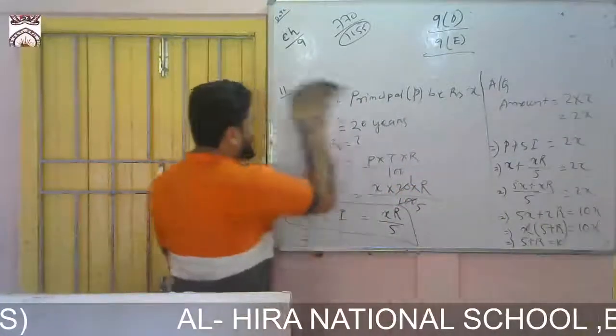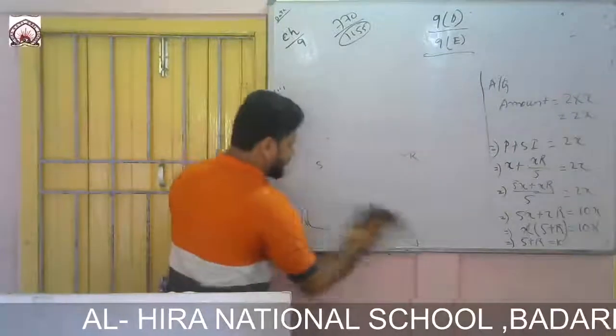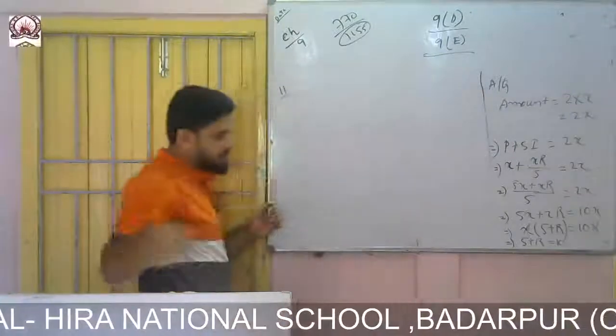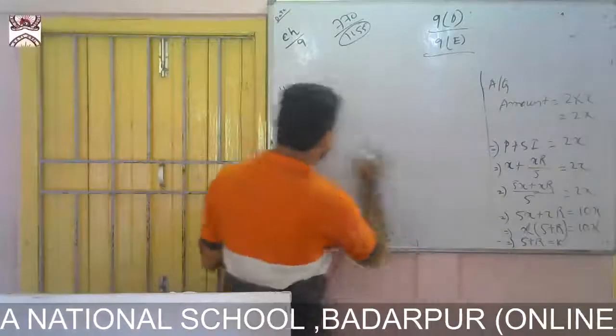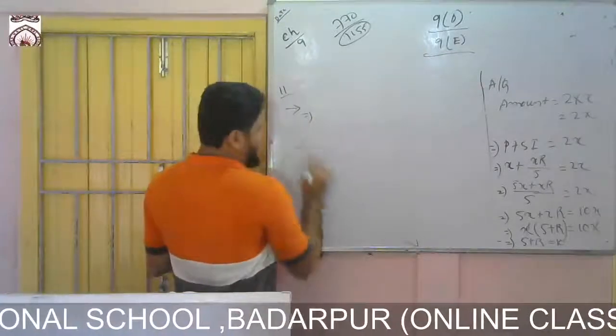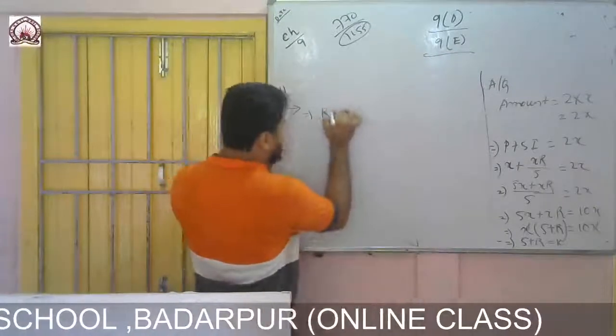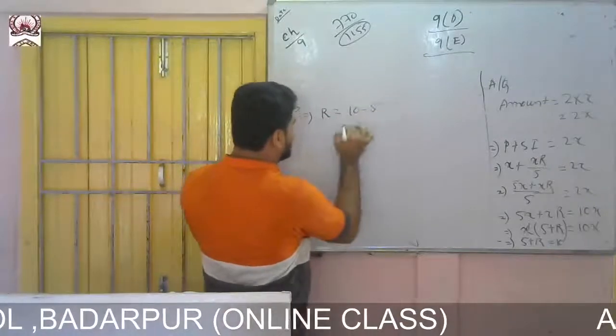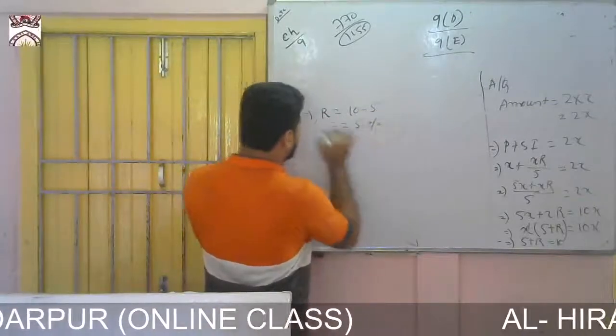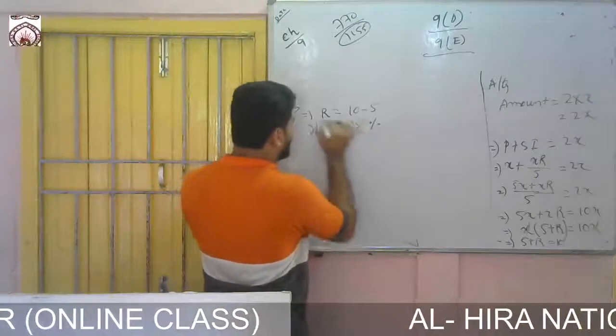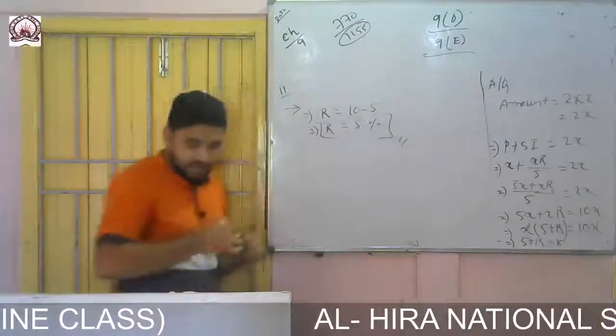5 plus R equals 10. So R equals 10 minus 5, which is 5%. That is the required rate of interest.